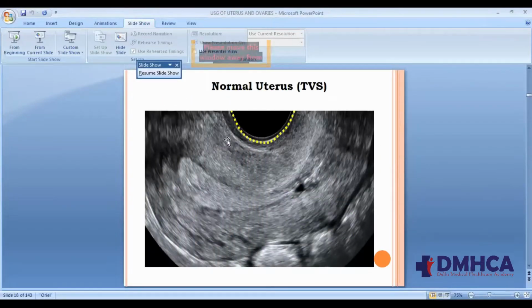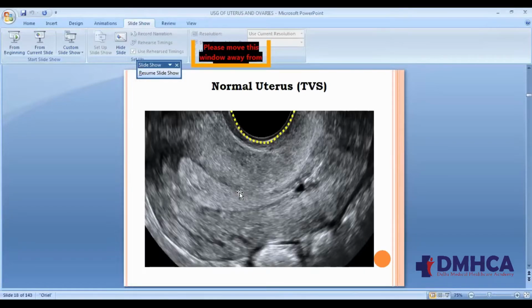This is how a normal uterus looks in a transvaginal scan. This is the myometrium, the endometrial cavity, and now look at the probe position over here. This easily tells you that it is not the convex probe used here. It is the transvaginal probe.